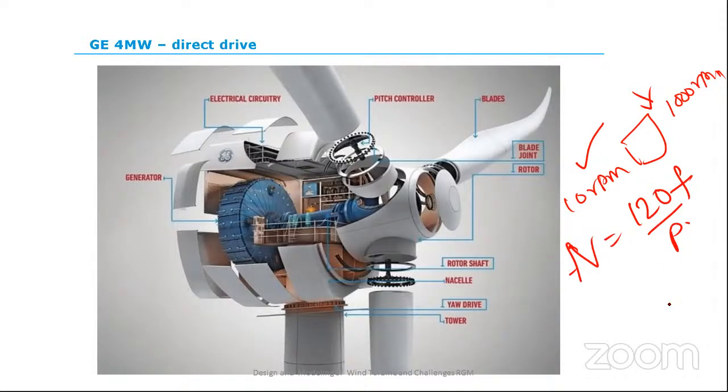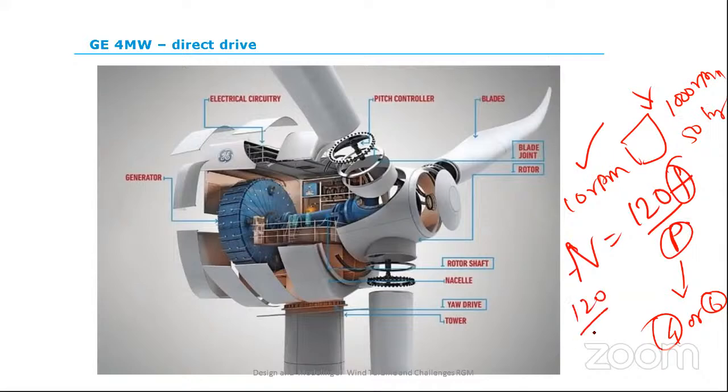Normally, for the asynchronous generator, the number of poles will be 4 or 6. You might have studied the poles. What is the number of poles? 4 or 6 will be there. And the frequency in our country is 50 hertz, and the number of poles is 6.